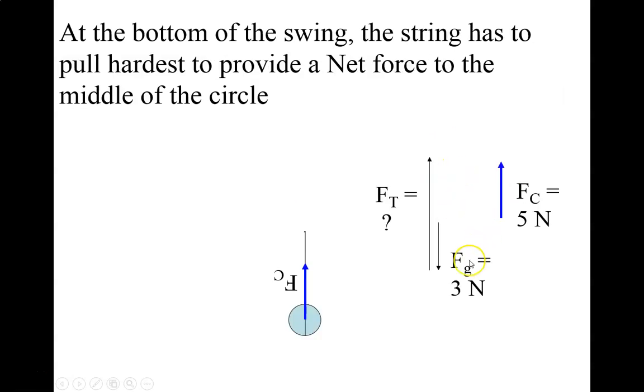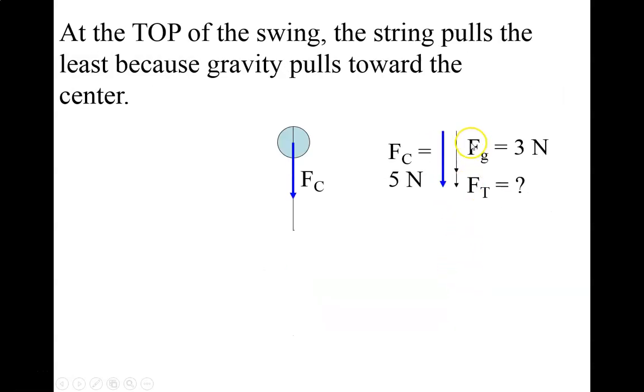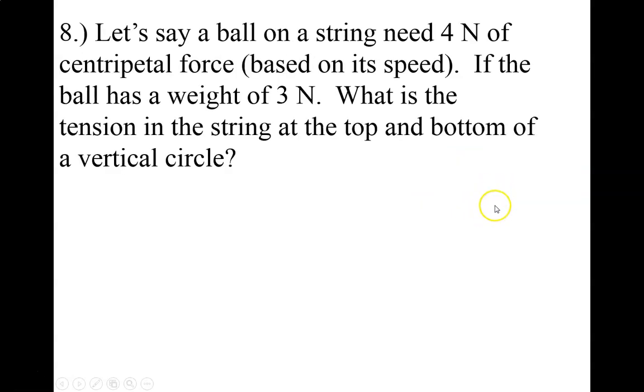Gravity still is 3 newtons from before, and it's still 3 newtons down. But the difference is I want my force to be down. So what does my force of tension have to be at the top to give me that 5 newtons down? Well, it just has to be 2 newtons here. All right. Another example along those lines, again, there'll probably be something along the lines that's on a test.